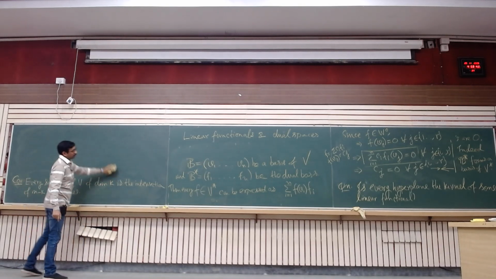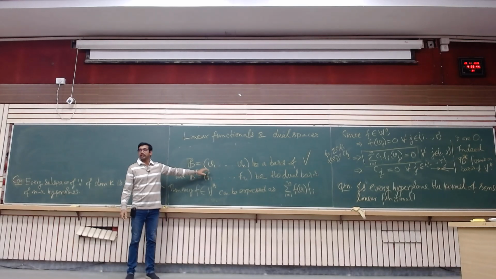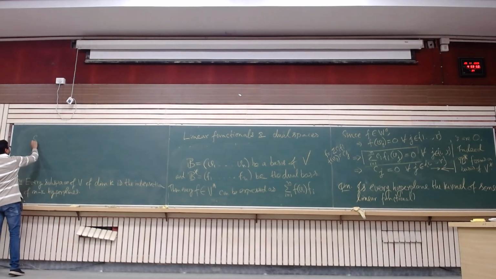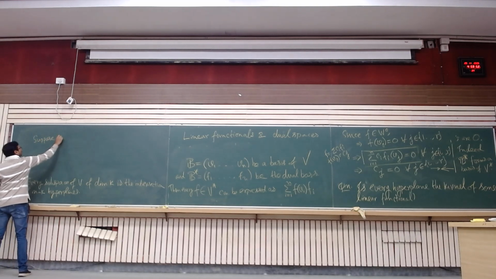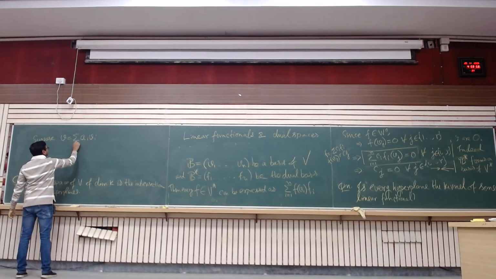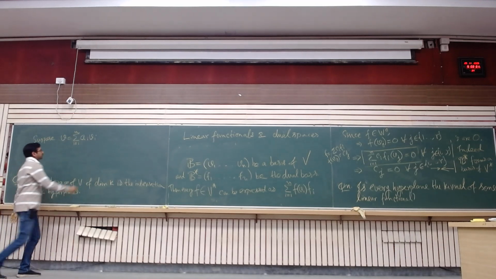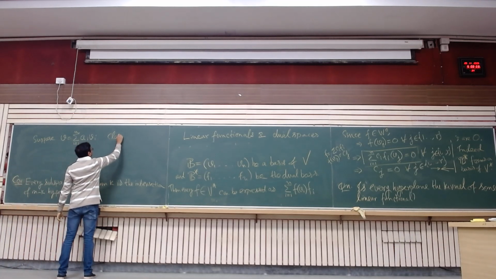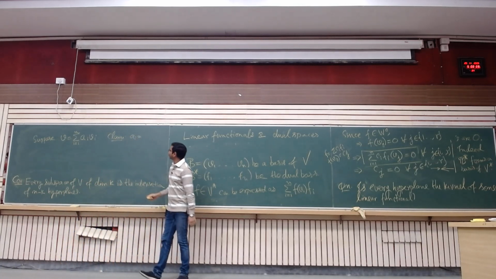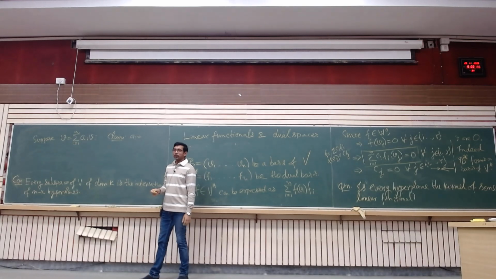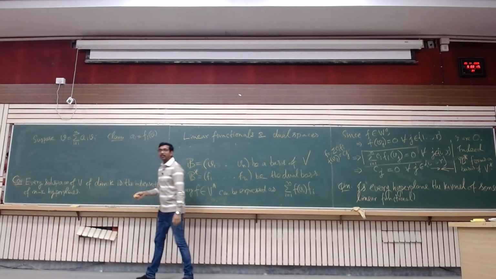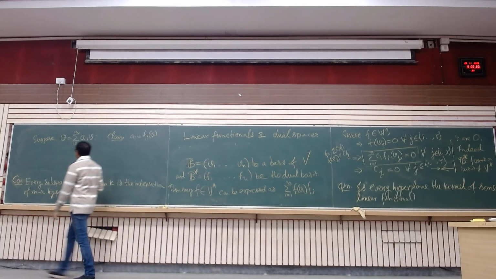All of this depends on the fact that the dual basis is defined in such a way that fi of vj is delta ij. So suppose v is equal to the summation of ai vi, i running from 1 to n. The claim is that ai is equal to fi of v. Let's check whether that is true.